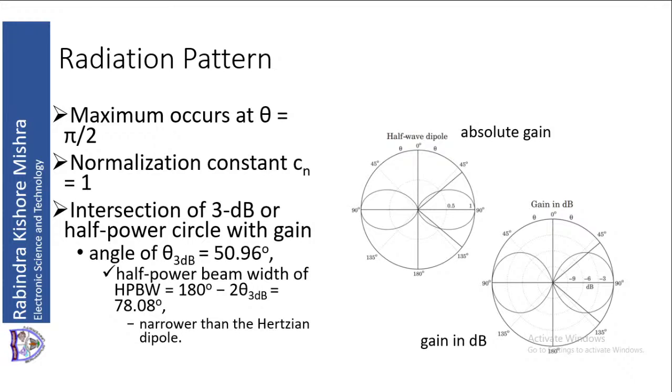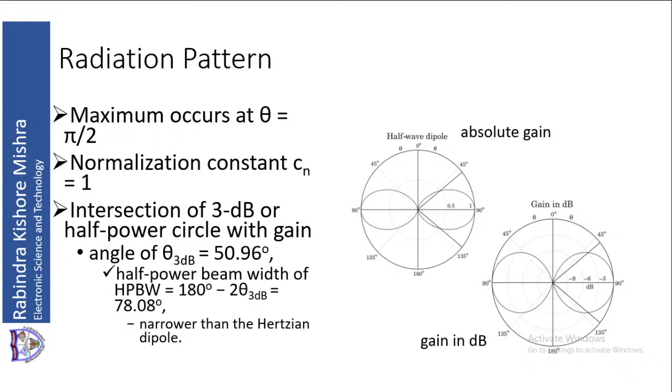Then it goes down. Similarly, the bottom one is in terms of dB. So although the upper one looks narrower, it does not have a higher directivity because these are on two different scales. But both of them are the same thing. Now the intersection of the 3 dB point or half power circle with the gain pattern gives us a 3 dB beamwidth equal to 50.96 degrees.